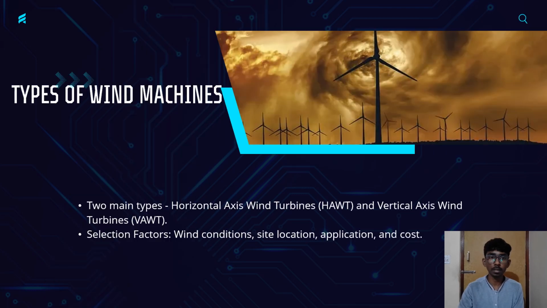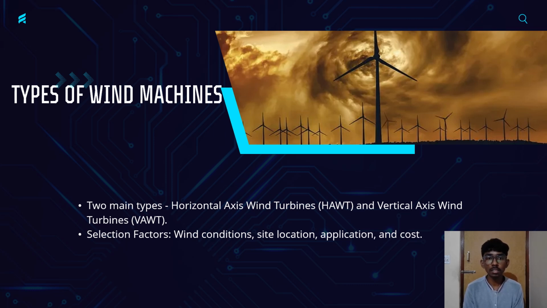They can be reused. The types of wind machines are horizontal axis wind turbines and vertical axis wind turbines. The one we are seeing in the image is a horizontal axis wind turbine. It rotates perpendicular to the wind direction: the wind hits it and it rotates at 90 degrees to it, and it generates electricity or mechanical energy.